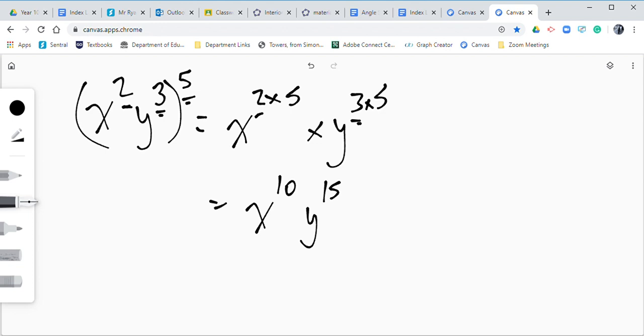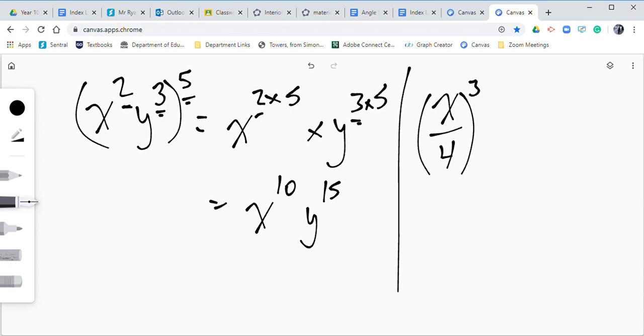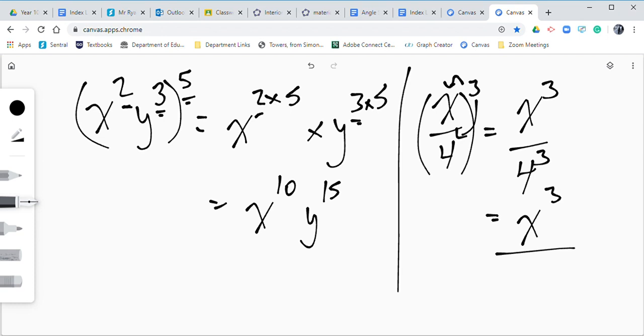The last example I have for you, this one's pretty straightforward. It's given to you as a fraction. I say everything inside is cubed, with the power of 3. We're going to apply that to here, and we'll apply that to there. So that equals x to the power of 3 over 4 to the power of 3. And further simplify that to x to the power of 3 over 4 to the power of 3. On my calculator, 4 cubed gives me 16. Oh, sorry, not 16. Oops. It gives me 64. There we go.